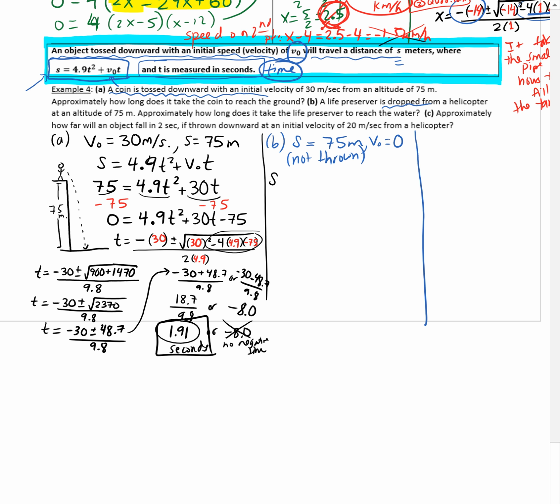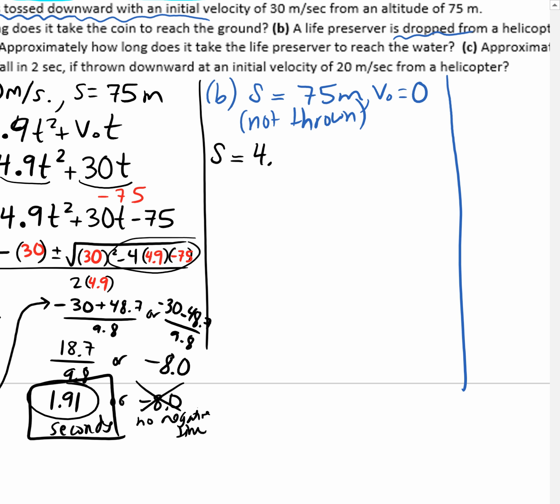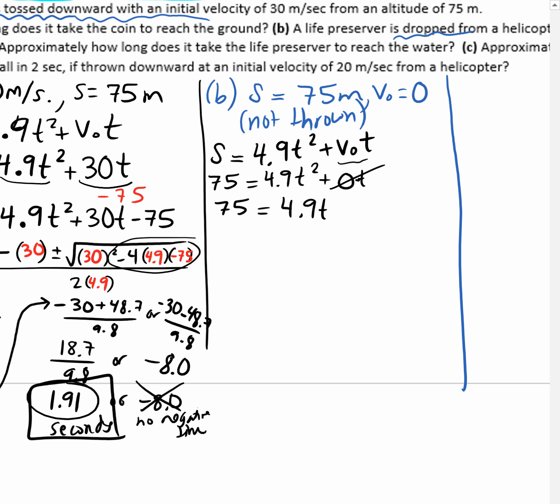So the formula we're supposed to use is the same one from the box. S equals 4.9 t squared plus initial velocity times t. Okay, the S was 75 equals 4.9. Of course, time is what we don't know, so we're leaving that as is. But the initial velocity was 0 because, again, it wasn't tossed, or, sorry, it was dropped. And 0 times anything is 0, so really we just end up with 75 equals 4.9 t squared.